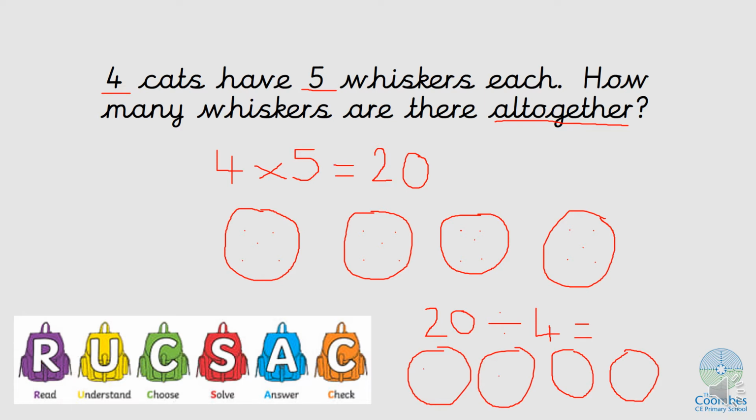1, 2, 3, 4, 5, 6, 7, 8, 9, 10, 11, 12, 13, 14, 15, 16, 17, 18, 19, 20. How many have I got in the first group? I've got 5. 5 in the second group, 5 in the third group, and 5 in the last group. So 20 shared between 4 is 5. We have the answer correct.